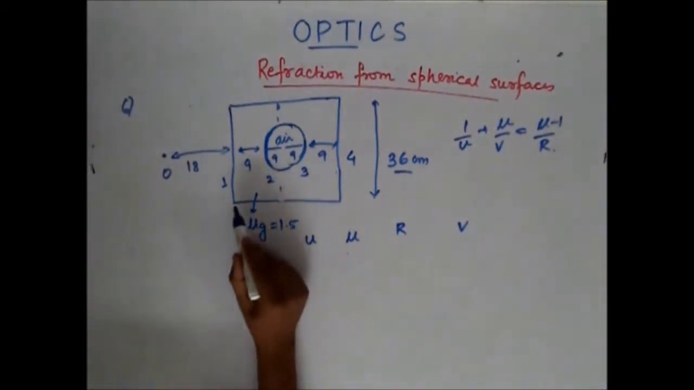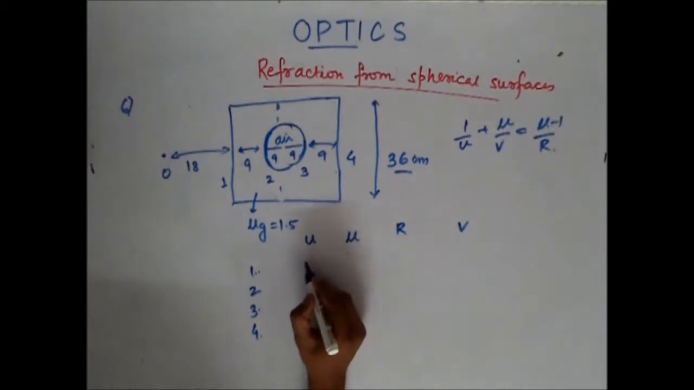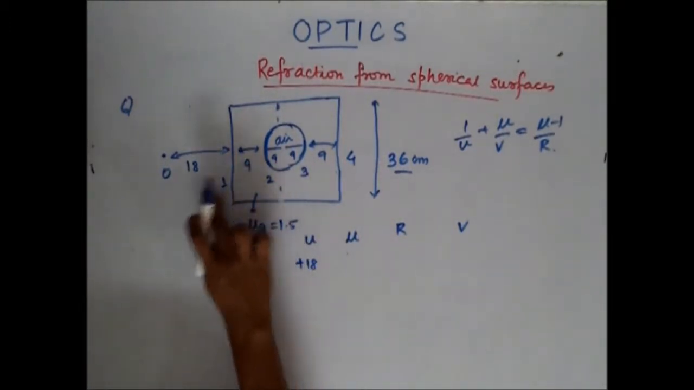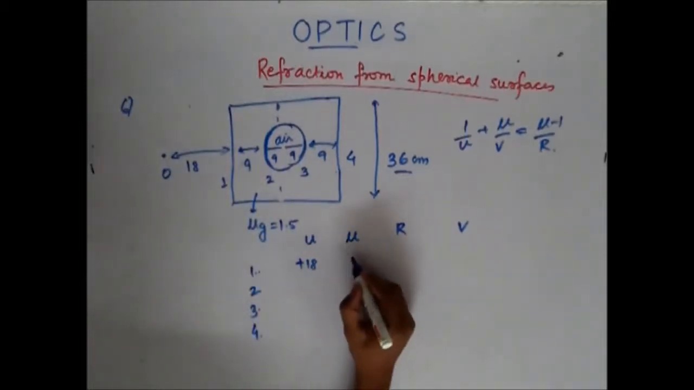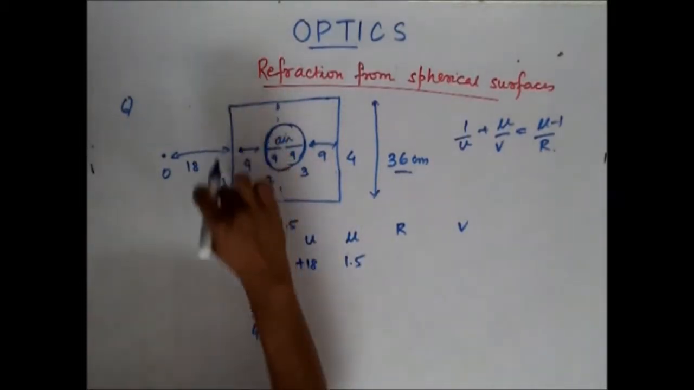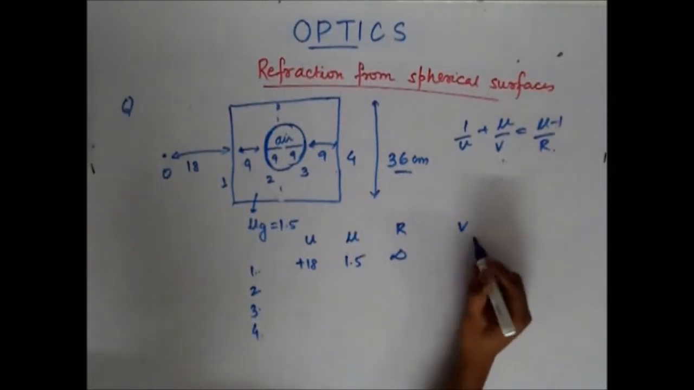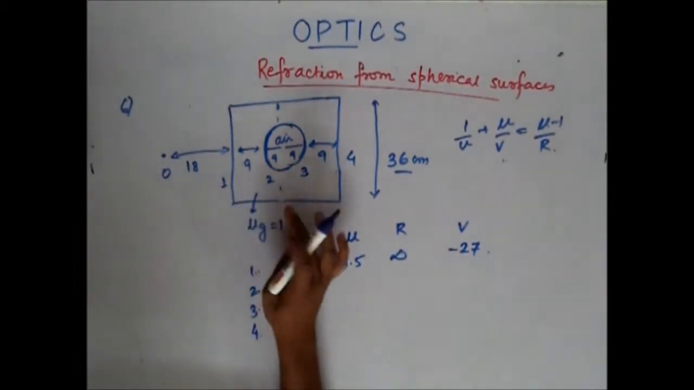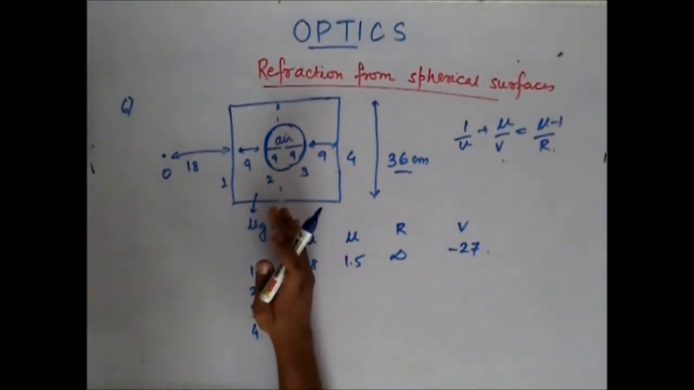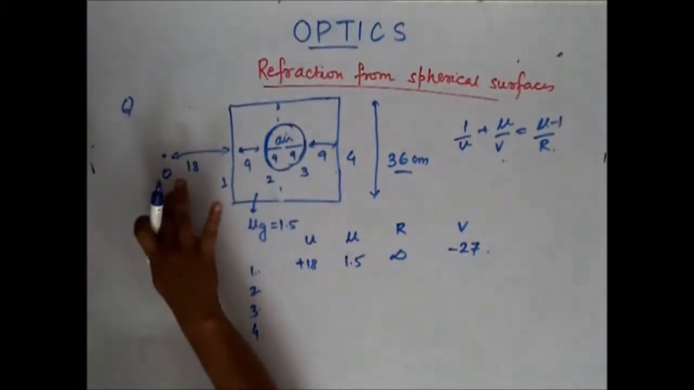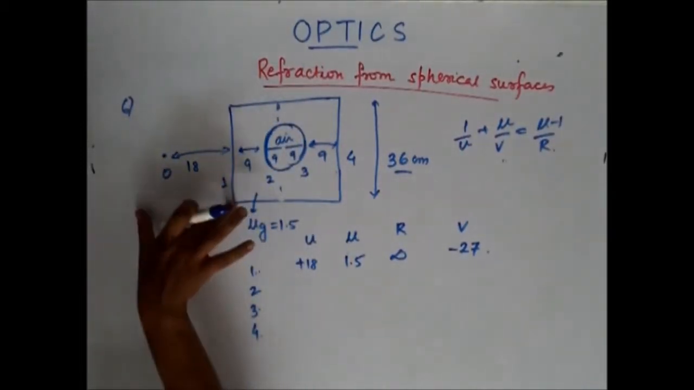Okay. Now for this surface, what is u? U is plus 18. What is mu? Mu of refracted medium with respect to the first medium, it's 1.5. What is radius of curvature for this surface? It's infinity because it's a plane surface. If you solve this using this formula, you will get v as minus 27. Minus 27 means the image is formed on this side. For this surface, this is my real space. The image is formed in the virtual space. So image is formed this side.